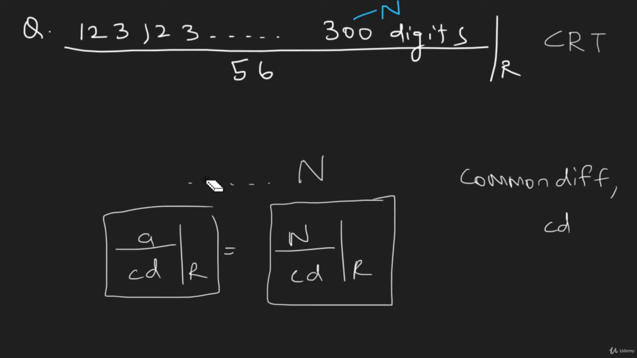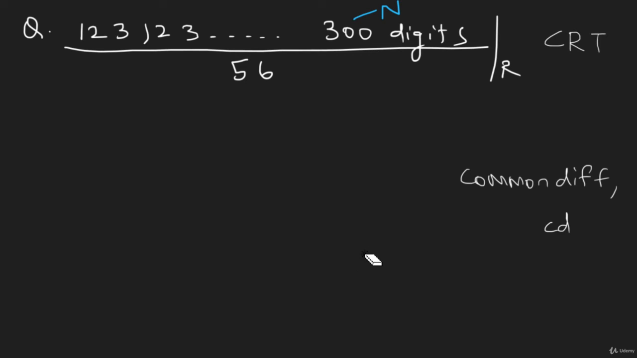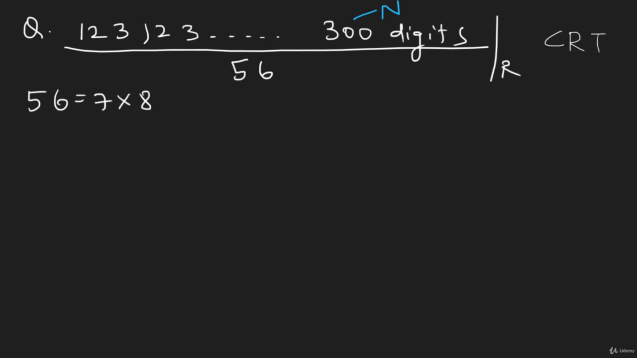The first step is look at the divisor. The divisor over here is 56, right? Now we need to write 56 as the product of two numbers or more, as many as we can. If you want, we can write it as the product of three numbers also. Over here we can easily write it as the product of two numbers which are co-prime to each other. So 56 is equal to 7 into 8, right? And you can see 7 and 8 are co-prime.